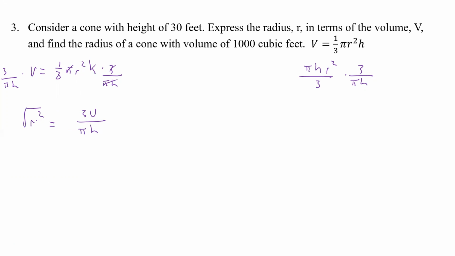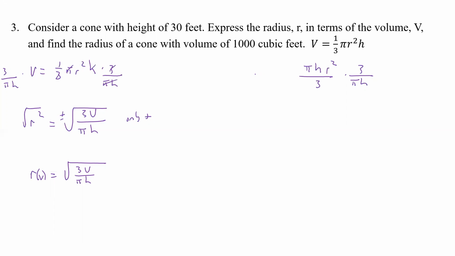Now, take the square root to get rid of the square, so we have r equals plus or minus the square root of that. But again, only the positive is what we're going to want. So r is equal to the square root of 3v over pi h. And if we write this as a function like they say, we will write r of v, sorry. Why am I saying r of h? Because it's with respect to v, the volume.